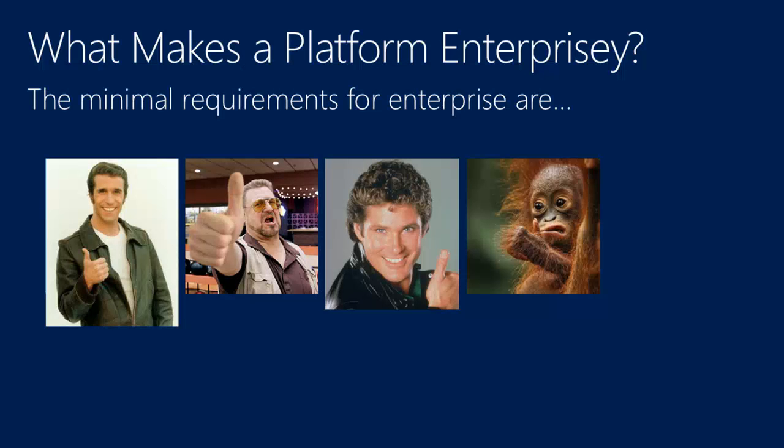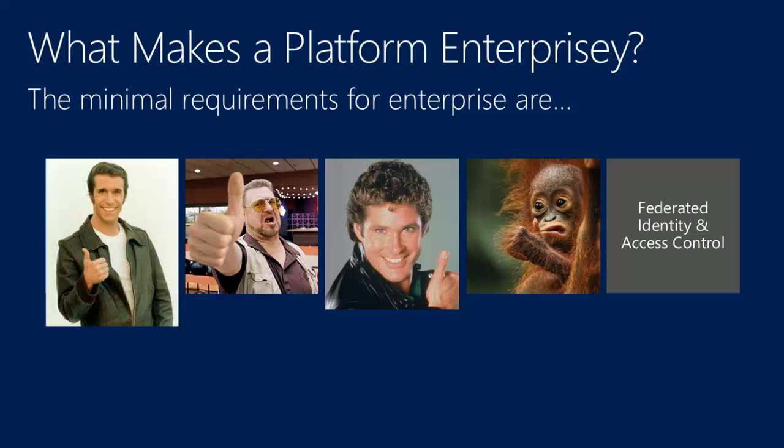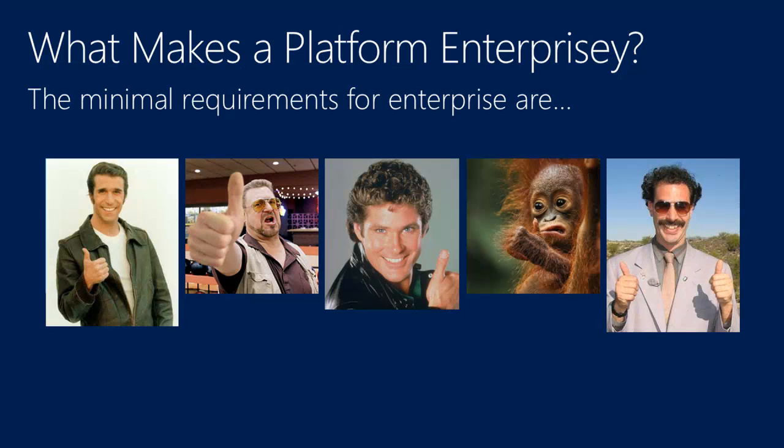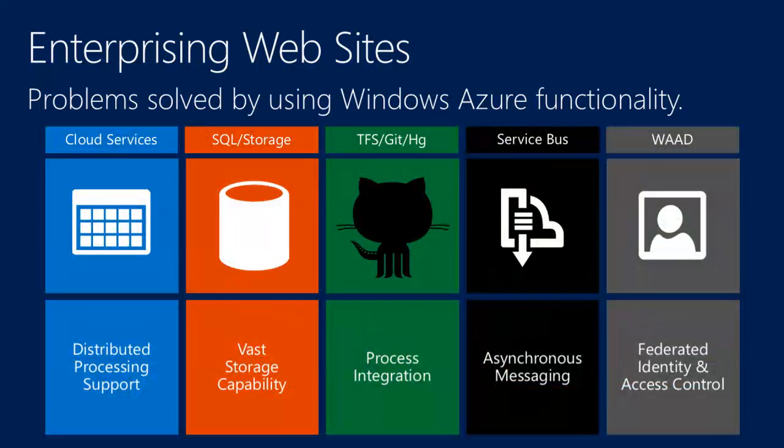All right? Last one, federated identity and access control. Probably heard recently of this thing called Windows Azure Active Directory, right? We've got you covered. Okay? So we've got all of those things. We can do all of those things on websites. How do we do these things on websites? Well, first one, distributed processing support.